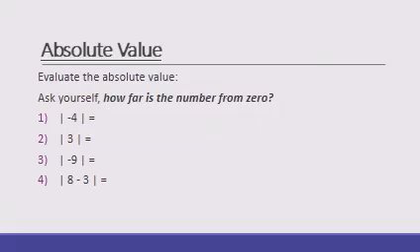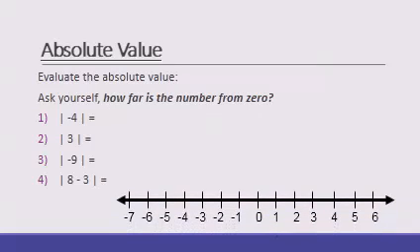So let us evaluate the following using the axis. What's the absolute value of minus 4? Suppose that I have here minus 4. So the distance from minus 4 to 0 is 4. And the distance, or how far is the number from 0? Absolute of 3 is 3. Absolute of minus 9 is 9. What's 8 minus 3? It's 5. And absolute of 5 is 5.